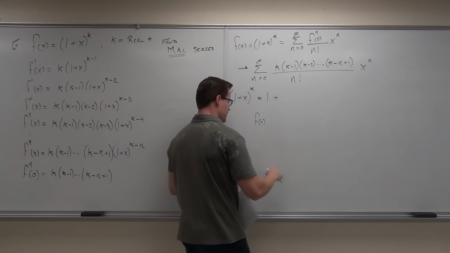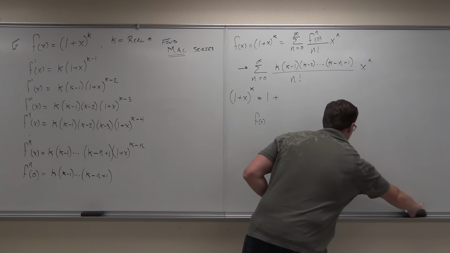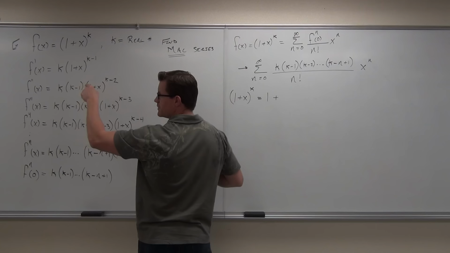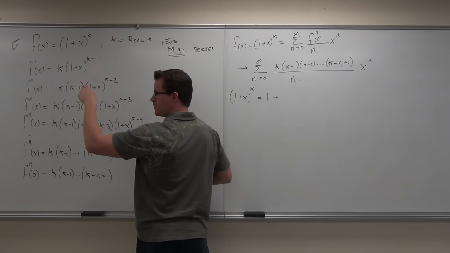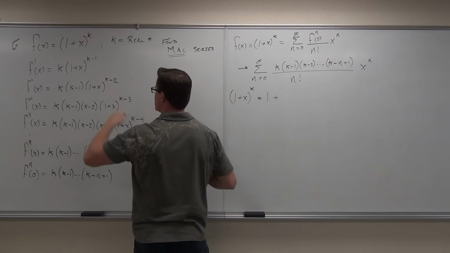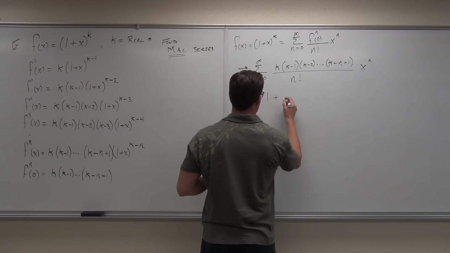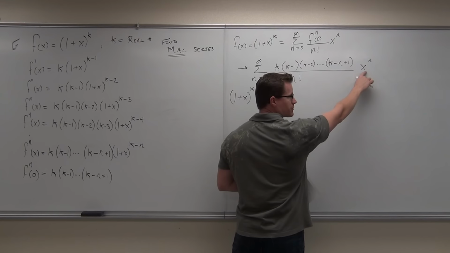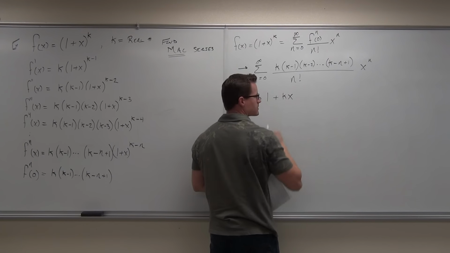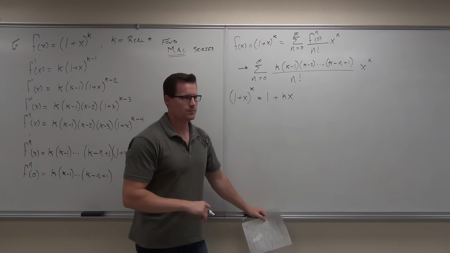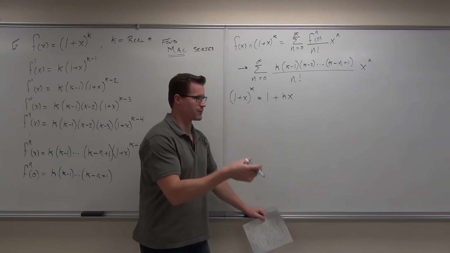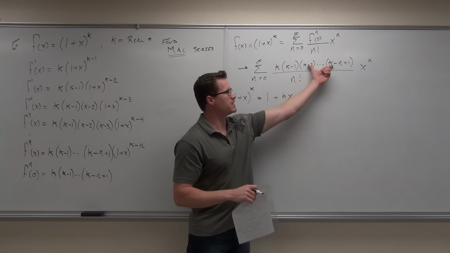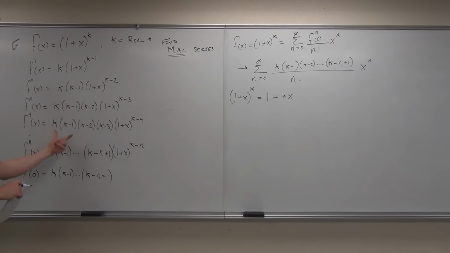Then I would get the first derivative at 0. The first derivative at 0 would give me k, but then I'd have my x from my power series. I'd get kx all over 1 factorial, because I'd be at my first term. Are you all right with that so far? So this, practically speaking, just represents these guys right here.